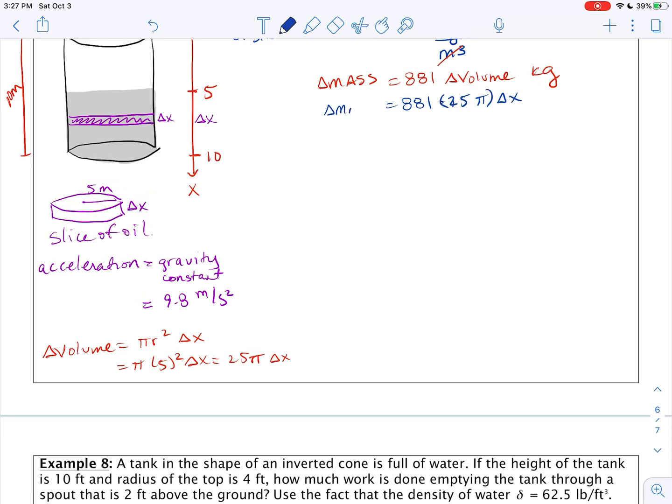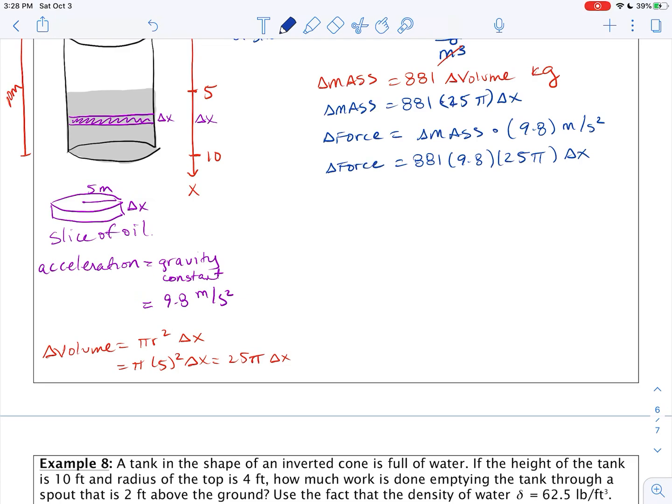All right, so that's delta mass. What is delta force? What is the force on that slice? So the delta force is going to be delta mass times acceleration, and the acceleration is due to gravity, and that's going to be times 9.8 meters per second squared. And so I'm going to get 881 times 9.8 times 25 pi delta x. That's my delta force. Good.